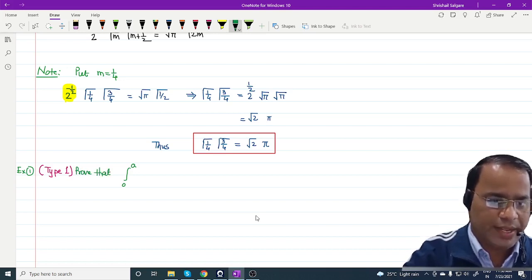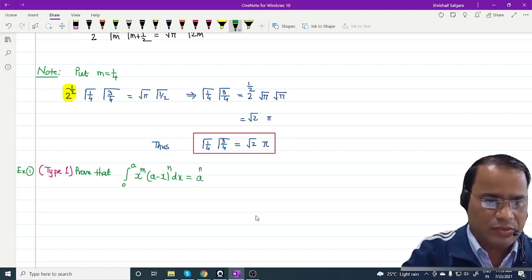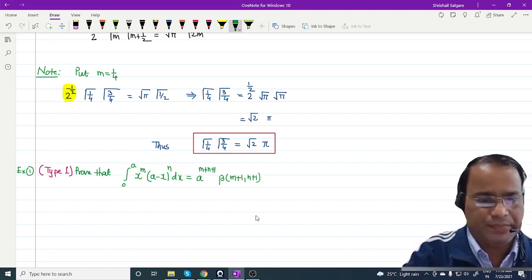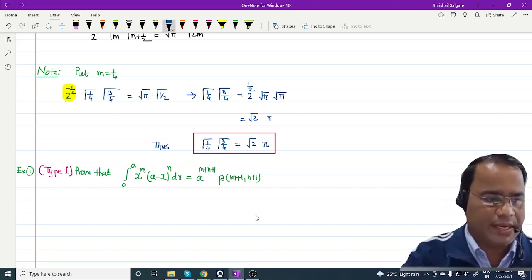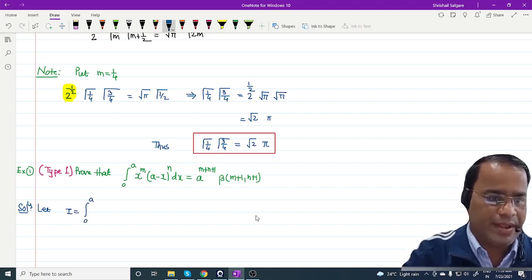Prove that the integral from 0 to a of x raised to m into (a minus x) raised to n dx is given by a raised to m plus n plus 1 times beta of m plus 1 and n plus 1. Okay. Now, first step, I will call the integral, and after that I will discuss. So let I be equal to the integral from 0 to a of x raised to m into (a minus x) raised to n dx.